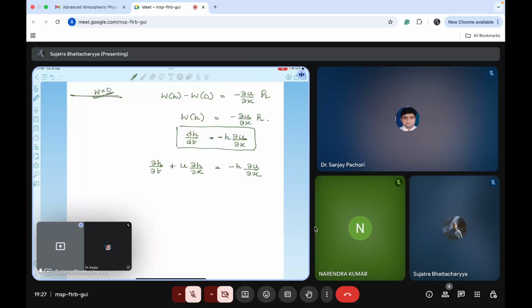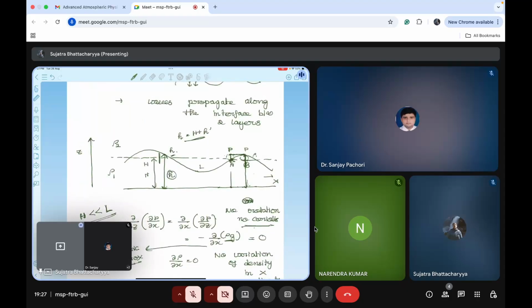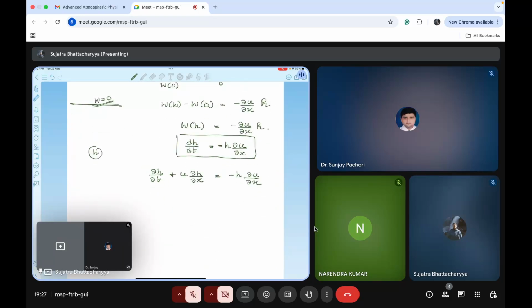Why are we not writing w delta h delta z? Because h does not vary with z at one point. If you fix your x, suppose this is the point, is it varying with z? No, it is a fixed h. But if you go from one point to another, allowing x to vary, then h can change. So that's why w delta h delta z is 0, and that's why only this will come.